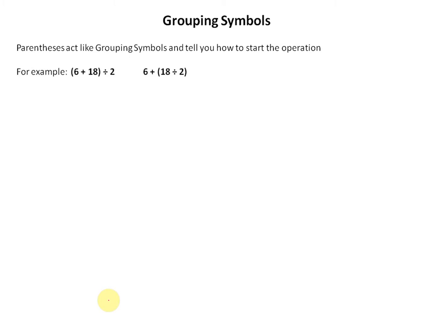Grouping symbols. Parentheses act like grouping symbols and tell you how to start the operations. We have now the same numbers and the same values. Let's solve the parentheses first. So 6 plus 18 is 24, dividing by 2 is equal to 12. Now 6 plus 18 divided by 2, so we have 6 plus 9, which would give me 15. As you can see, different grouping, different answers, even if you have the same values.